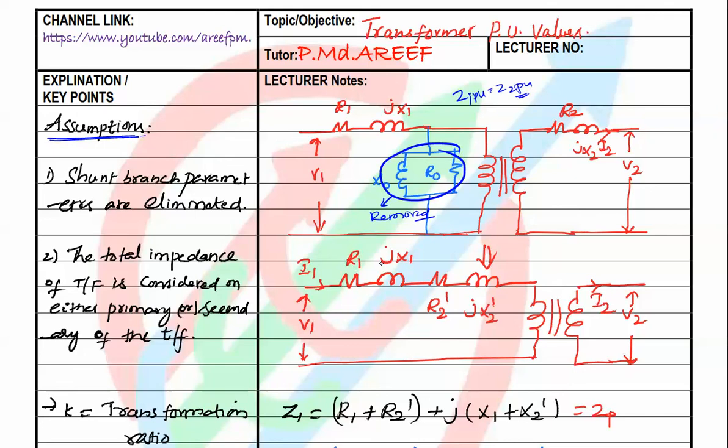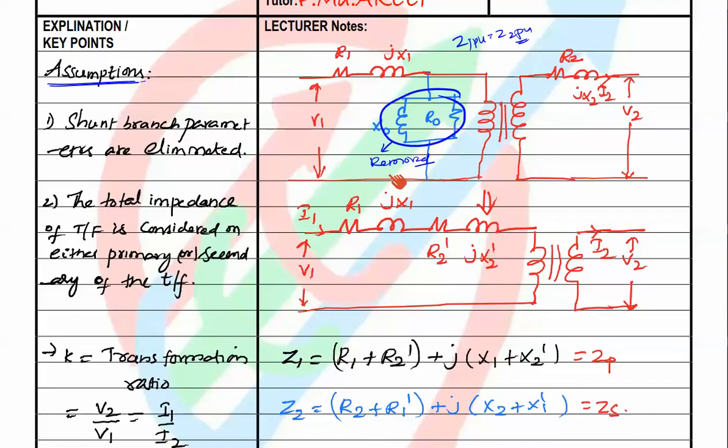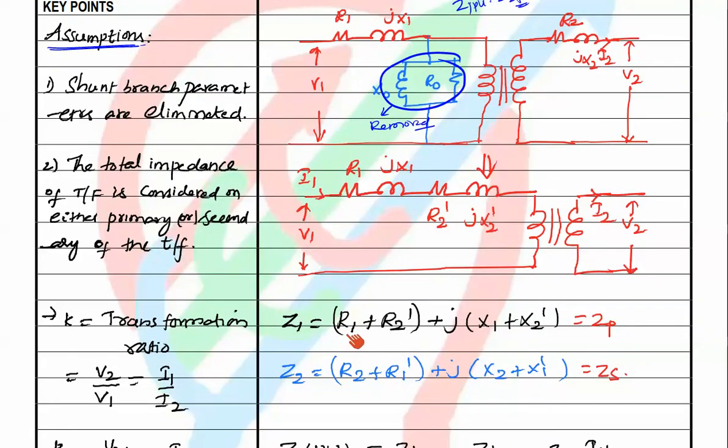If you draw the equivalent circuit of the transformer here, we have V1, I1, R1, jX1 as it is, and we are referring R2, jX2 to the primary side. So it is converted into R2 dash and jX2 dash here, and this is the transformer secondary. The total impedance referred to the primary side is Z1 equal to R1 plus R2 dash plus j into X1 plus X2 dash.